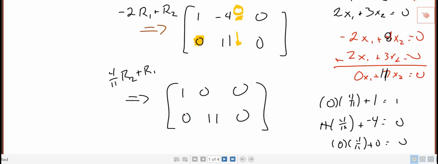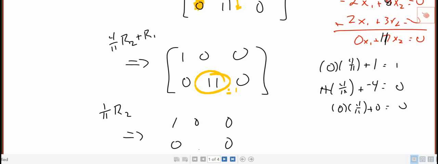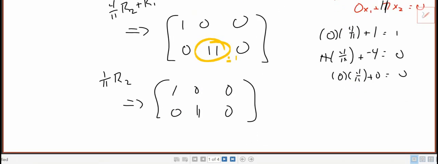So this time I left row 2 alone, and I manipulated row 1 to get a 0 above that second column, second entry. Now I want this thing right here to be equal to 1. Well, how do I get that equal to 1? I take row 2 and divide it by 11. 0, 1, 0. Now I've reached my goal.